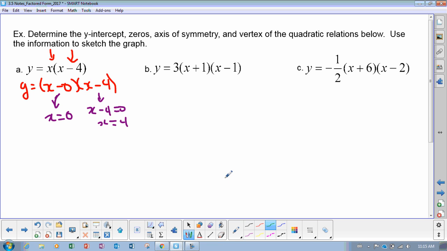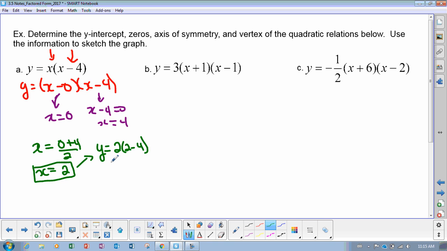The next thing I'm going to do is the axis of symmetry. The axis of symmetry is the x value of your vertex. So I know that x is going to equal 0 plus 4 divided by 2, so we get 2. That's the halfway point between our zeros. Now to get the actual vertex, I need to have y. So I'm going to substitute x into my equation. So I have 2 minus 4, so then I get 2 multiplied by negative 2 is negative 4. So the vertex of this parabola is going to be at 2 and negative 4.